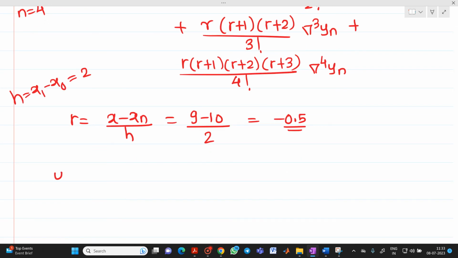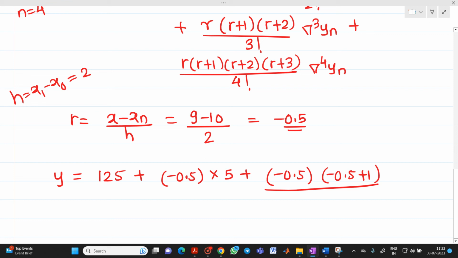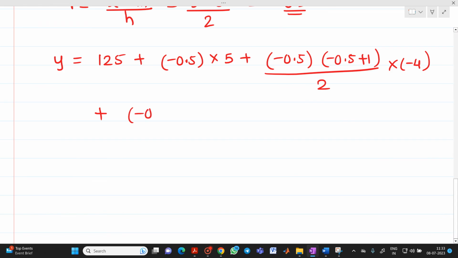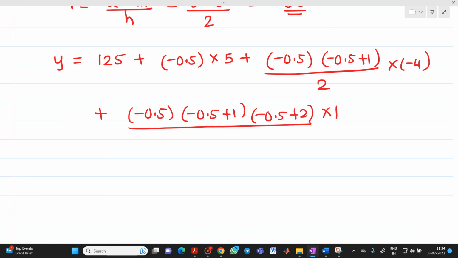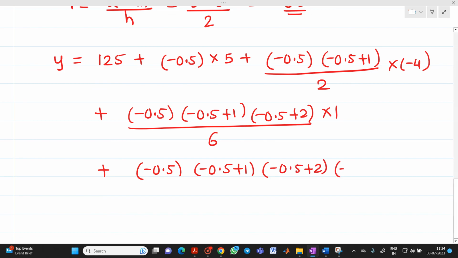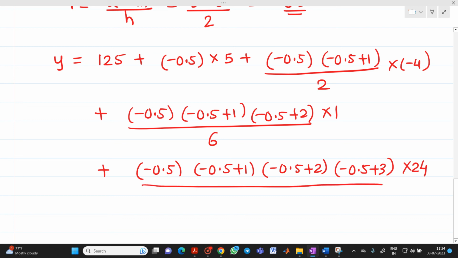So let me substitute all the values. You will get 125 plus minus 0.5 into 5, plus minus 0.5 into minus 0.5 plus 1 divided by 2 into minus 4, then plus minus 0.5 into minus 0.5 plus 1 into minus 0.5 plus 2 into 1 divided by 3 factorial, which is 6, plus minus 0.5 into minus 0.5 plus 1 into minus 0.5 plus 2 into minus 0.5 plus 3 into 24 upon 4 factorial, which is nothing but 24.